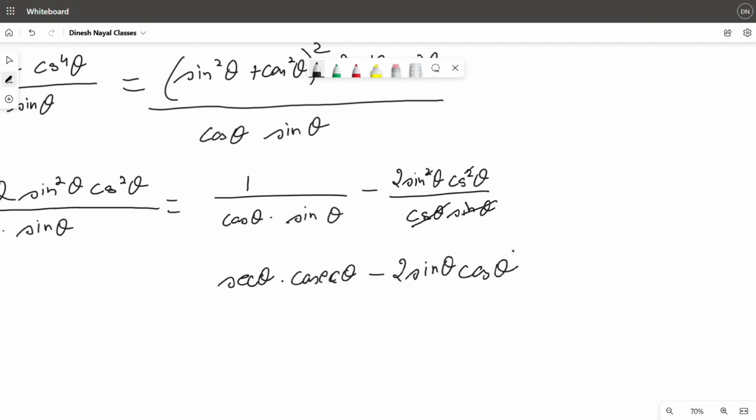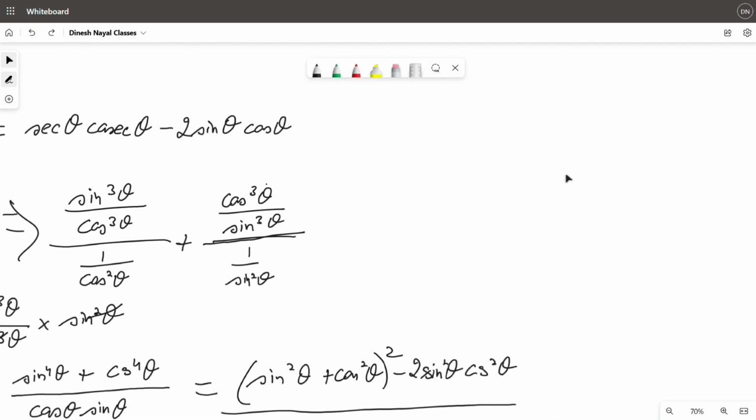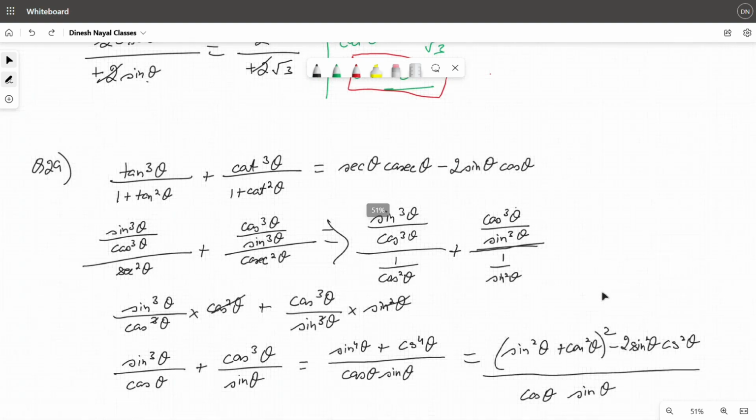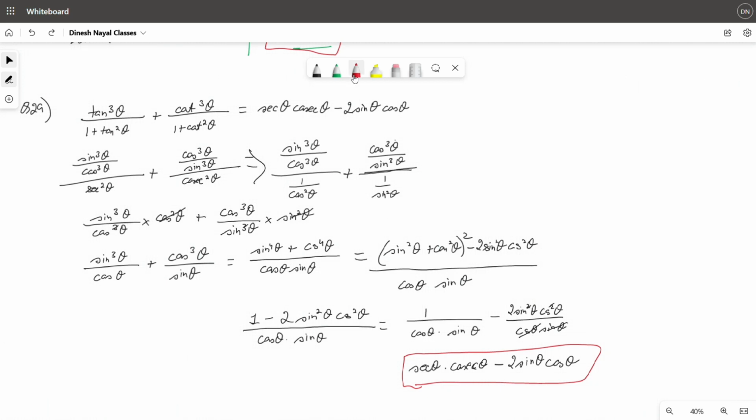So actually this is what we have to prove. Actually this is equal to the right hand side, not the equation which is given. So this is the equation to be proved. You can also check from the question. Just a second. See, we have to prove secant theta cosec theta minus 2 sine theta cos theta. So I'm zooming it out so you can see the whole question. Yeah, here's the whole question. So this is what we have to prove, and we have proved that.